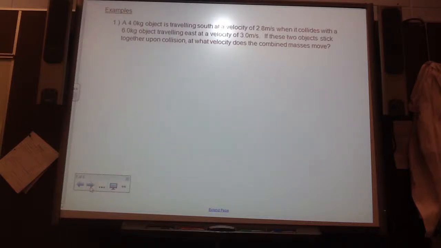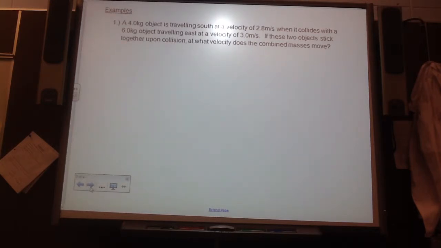So the first one: a 4 kilogram object is traveling south at a velocity of 2.8 meters per second when it collides with a 6 kilogram object traveling east, so just like your cars. If these two objects stick together upon collision, at what velocity does the combined mass move?